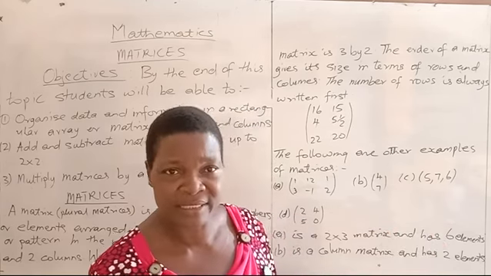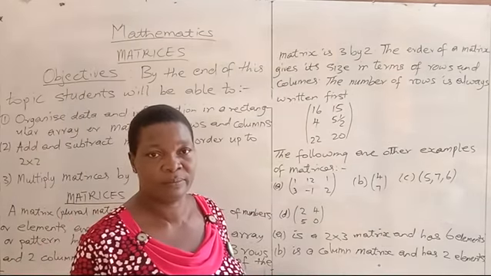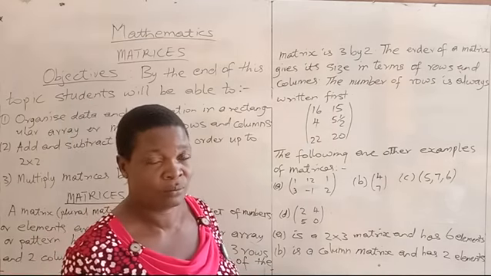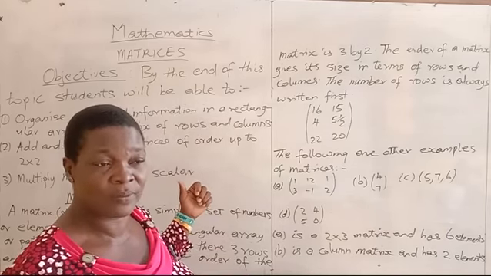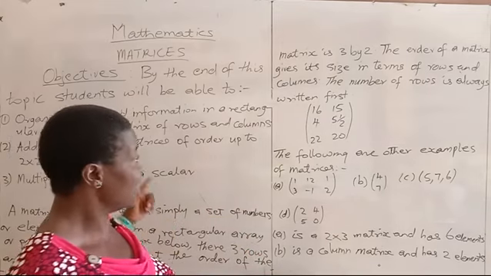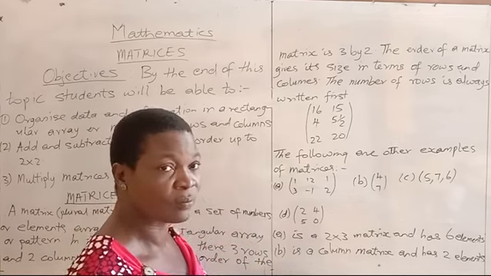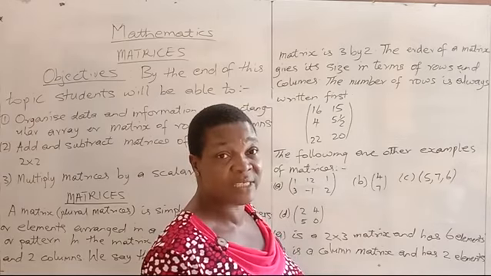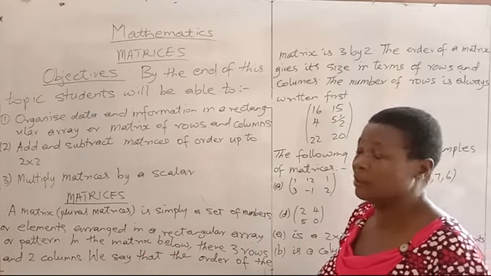We go into the lesson. The topic of the day is matrices. I have the objectives on the board. These objectives here are part of the objectives of this topic. The scope of this particular one is based on the 3 objectives listed on the board. At the end of this lesson, the following objectives will be achieved.